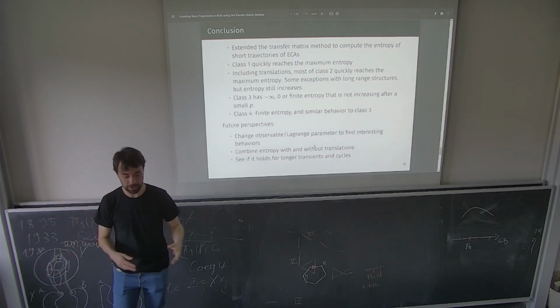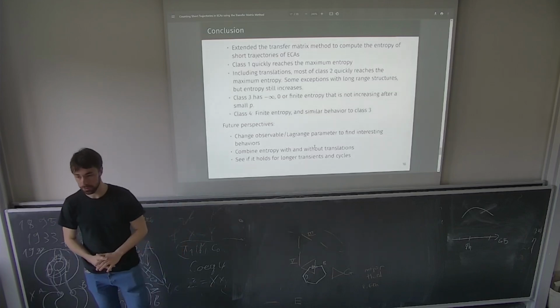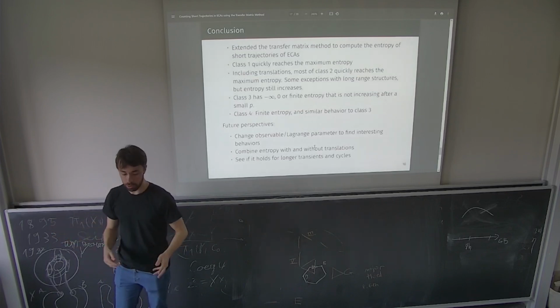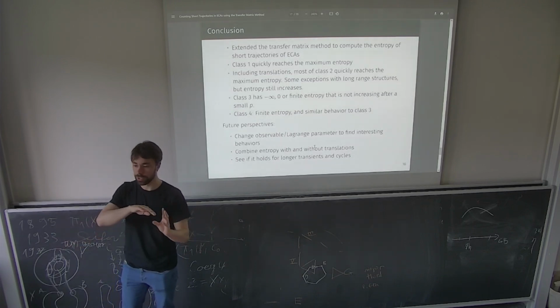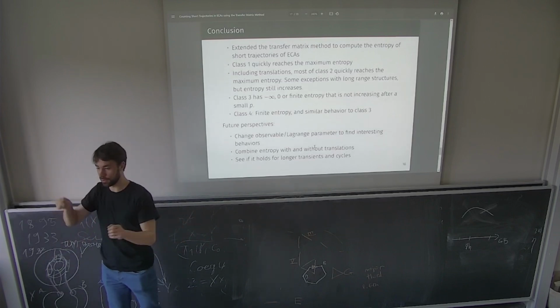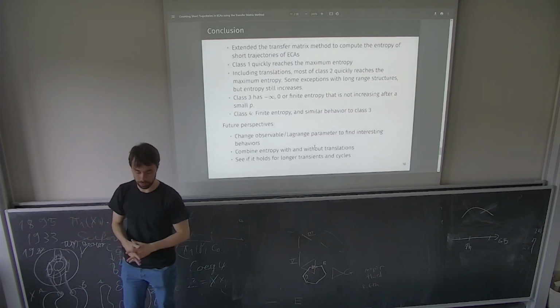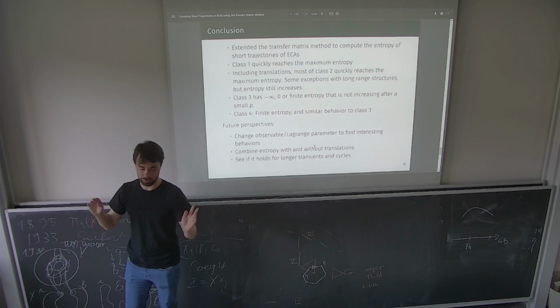Basically, what I did is extend the transfer matrix method to compute the entropy of short trajectories. What I saw is that class 1 quickly reaches the maximum entropy as expected. If we include translations, most of class 2 quickly reaches this maximum entropy. Some exceptions, but we still have this general trend that the entropy increases as P increases. For class 3, this doesn't seem to be the case, so it seems to plateau or be 0 or minus infinity. And for class 4, we also have this finite entropy that plateaus.